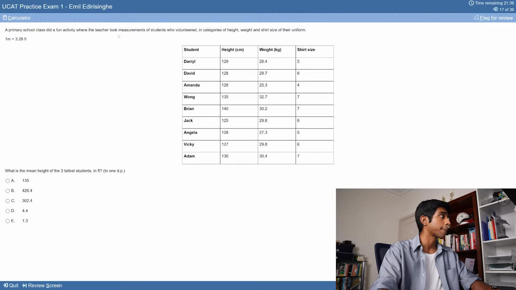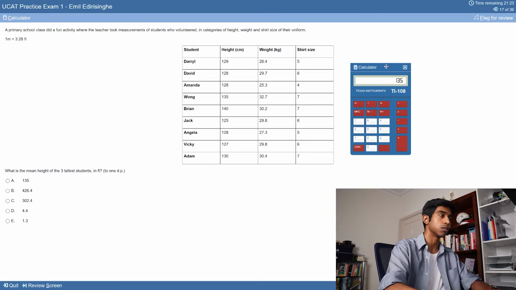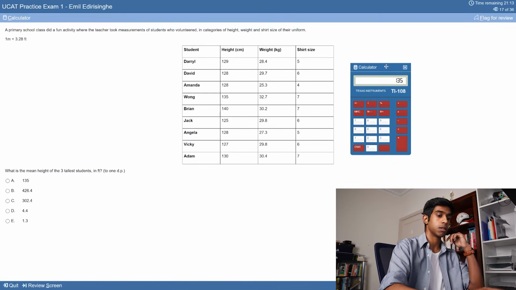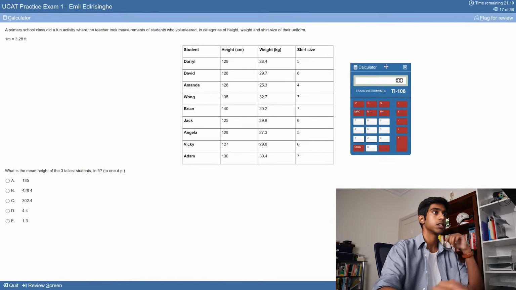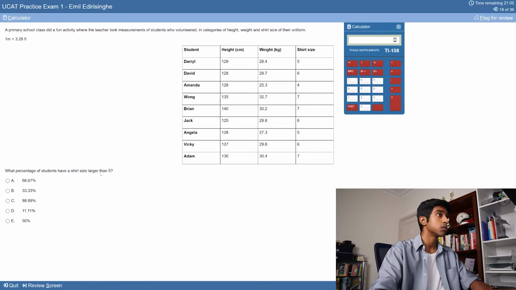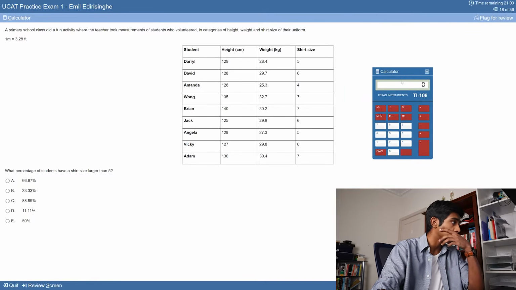Okay. Height, weight, and shirt size. Mean height of the 3 tallest students in feet. Okay, so tallest is going to be 135, 140, 130. So 135 plus 140 plus 130, divided by 3, 135. And 1 meter is 3.28 feet. So multiply by 3.28, divide by 100, 4.4 feet.